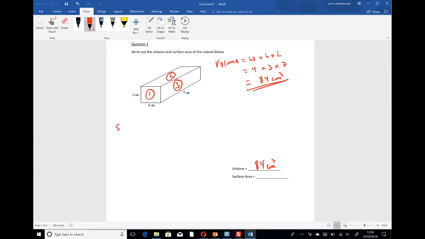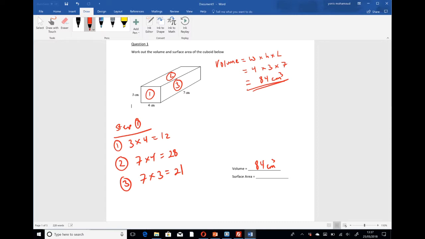So step 1 is work out the areas of the faces we can see. So face number 1 is 3 times 4, which is 12. Area of face 2 is 7 times 4, which equals 28. And lastly, the area of face 3 is 7 times 3. So 7 times 3 is equal to 21.